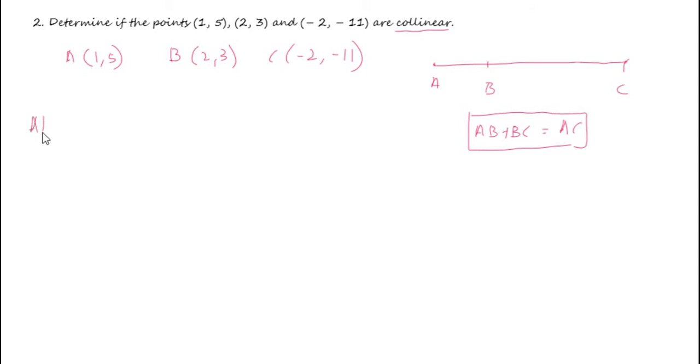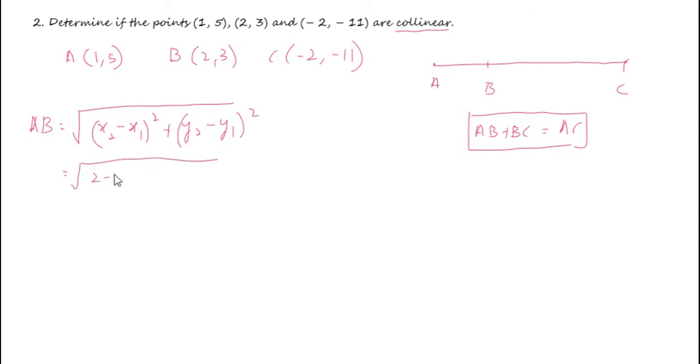Now AB is square root of x2 minus x1 whole square plus y2 minus y1 whole square. Now x2 is this one, 2, so it is square root of 2 minus 1 whole square plus 3 minus 5 whole square.